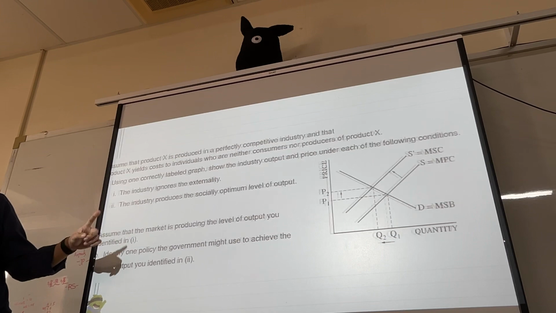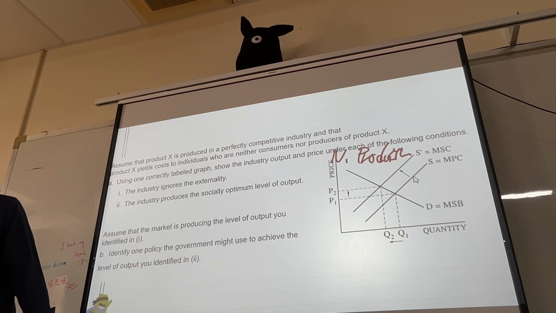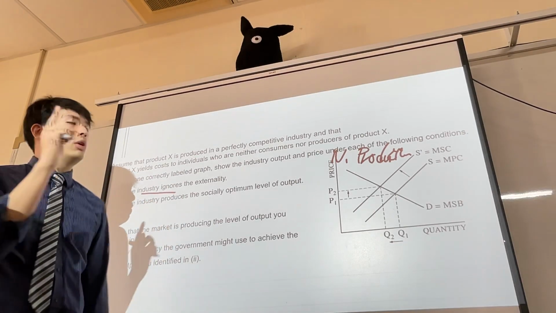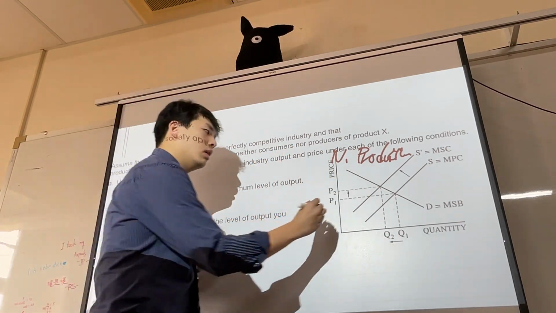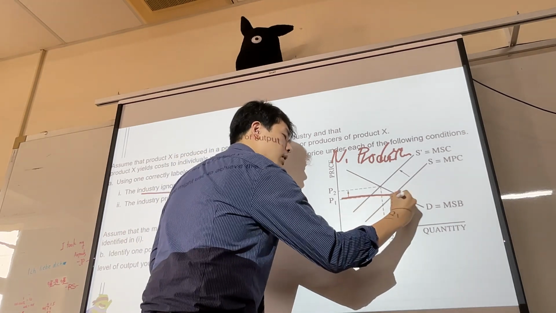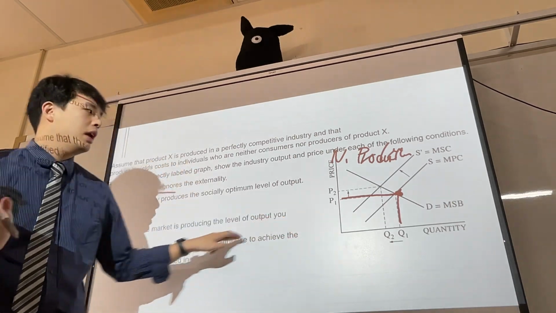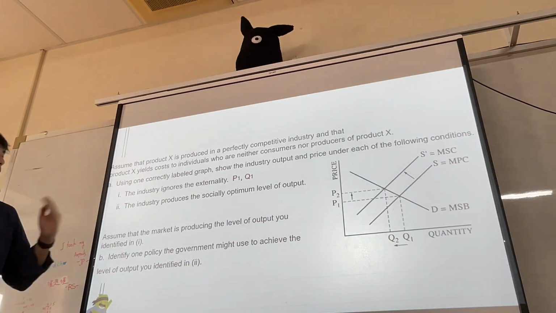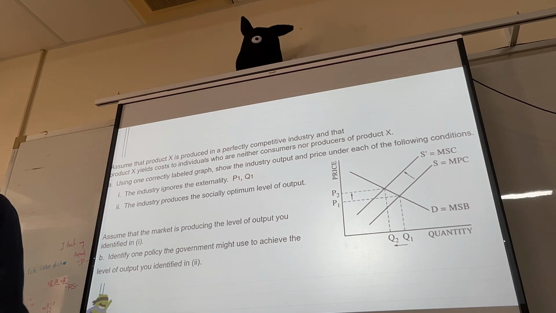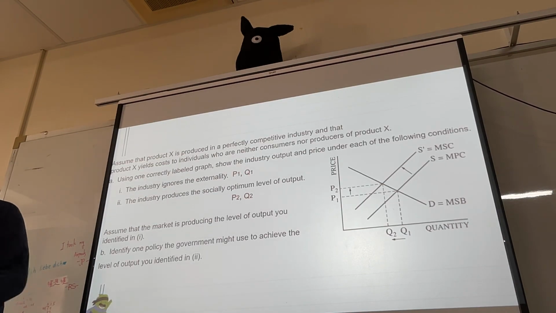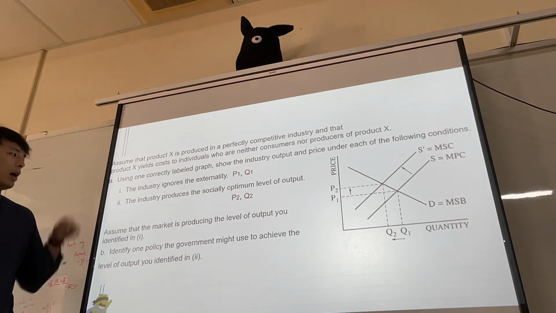Well, if they ignore the externality, if they pay no tax, that means where is your original price and quantity? P1. If they ignore the externality, then we are talking about the original P1. Number two, the industry produces a socially optimal level of output. Then P2. Easy.